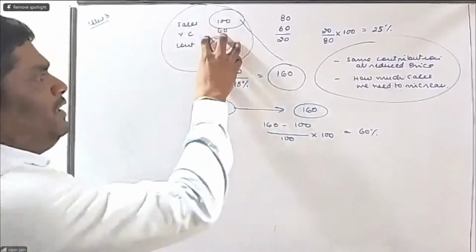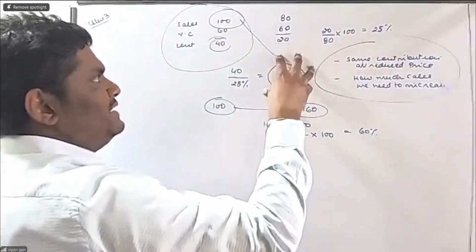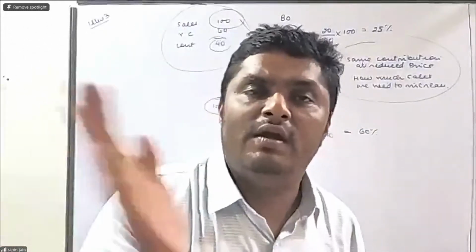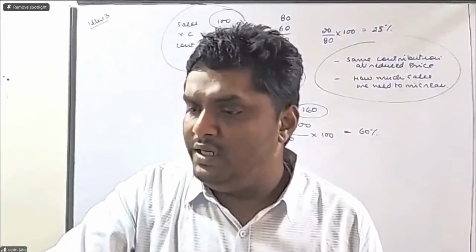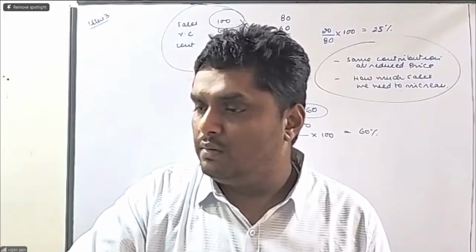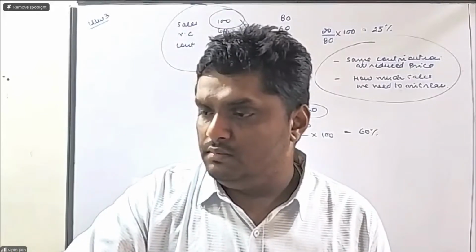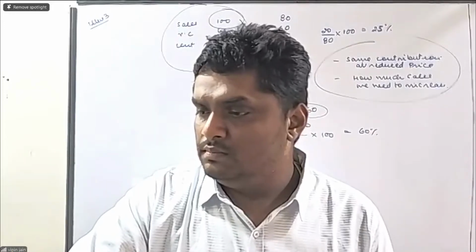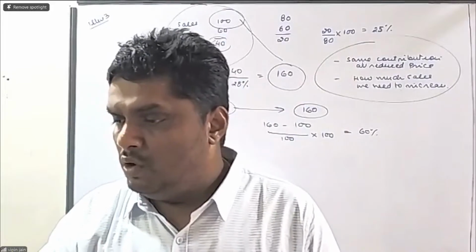So we want 40 at 25% PV ratio. So how much is my sales? 160. So if we increase the sales from 100 to 160, we can set off the reduction in selling price. I hope, Karan, your query is resolved. Any doubts?